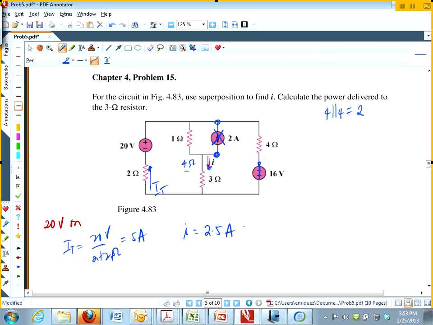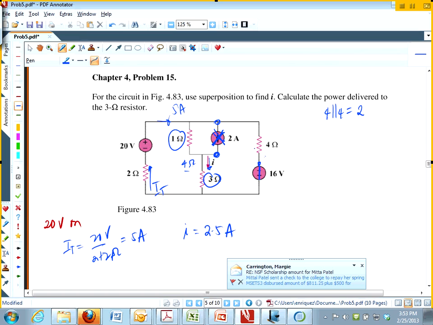Did you follow what I did? Instead of using nodal or mesh, I just simplified the resistors. This 1 ohm and this 3 ohms are now in series because this is out of the picture. It's an open. So that 4 is now in parallel with the 4, combined into a 2, which is in series with the 2. Therefore, the total current will be 20 divided by 2 plus 2, which is 5. And then what do I do with the 5? There's a 5 amp total current here, divided evenly between the 4 ohms on the left and the 4 ohms on the right. So it's going to be 2.5.